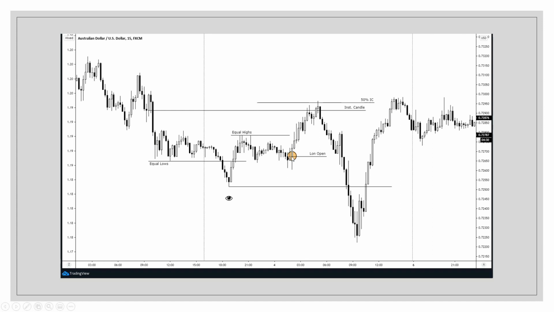Then you have London open. Price rallies and trades right into this institutional candle, the up candle prior to the strong sell-off. This is 50% of the institutional candle, so it kisses that right there, and then really trades lower, ultimately grabbing this liquidity here. So there's your open, false rally, boom, price drops lower.